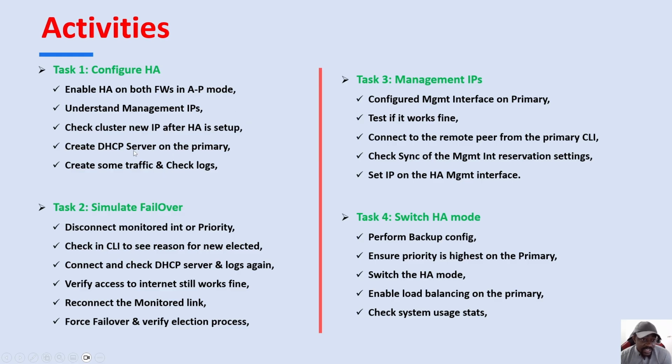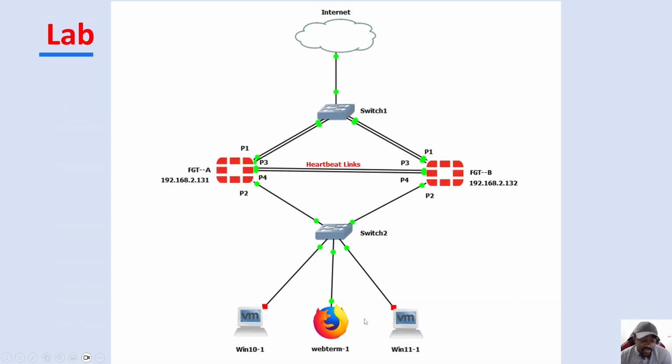As I said, we'll create a DHCP server so that from here we'll provide these devices with IP addresses, and we'll see how the traffic is routed from these devices to the internet, either going through this FortiGate or through this one.